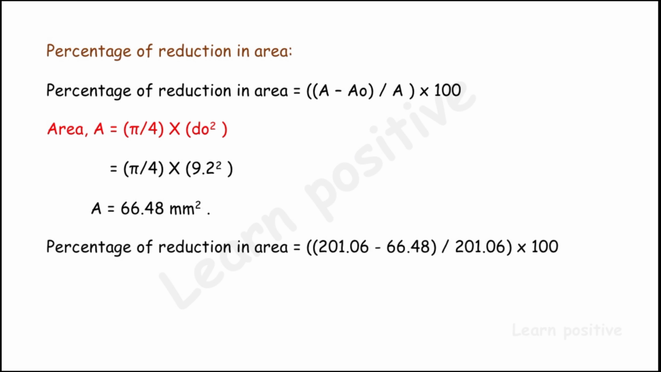So 201.06 minus 66.48 divided by 201.06 into 100. The value will be 134.58 divided by 201.06 into 100. The total value is 66.94 percentage. Now we found all five of them: yield stress, ultimate stress, nominal stress, percentage of elongation and percentage of reduction in area. Now I am going to write the result.